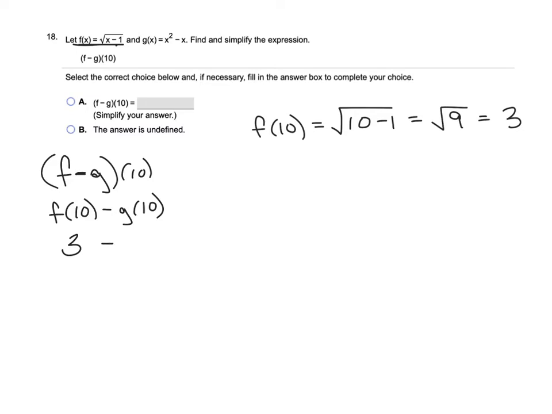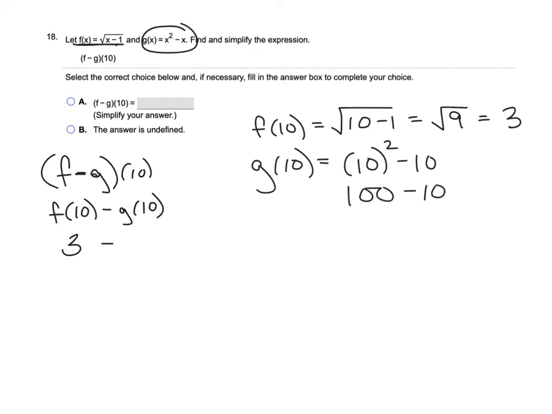And do the same thing with g of 10, except you've got to use the function g, which is right there. So what is that? 10 squared minus 10. Minus 10. It's 90. So g of 10 is 90.